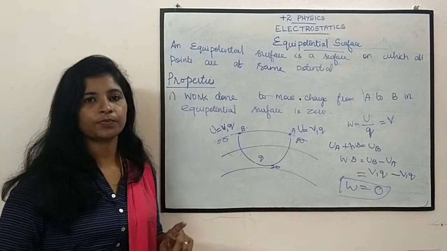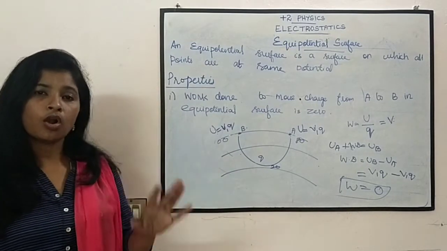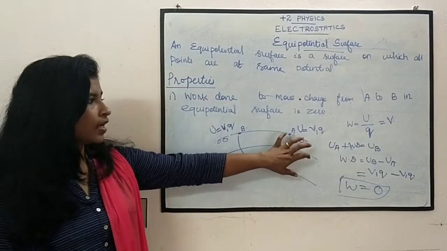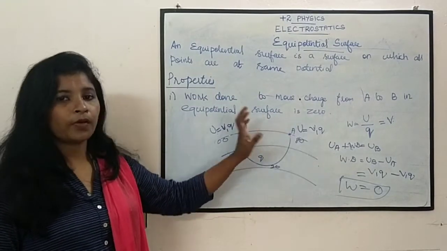Work done will be 0. This is the very first property and it is an important property. Always keep it in mind. There is no work done when you move a charge on the equipotential surface from one point to another.